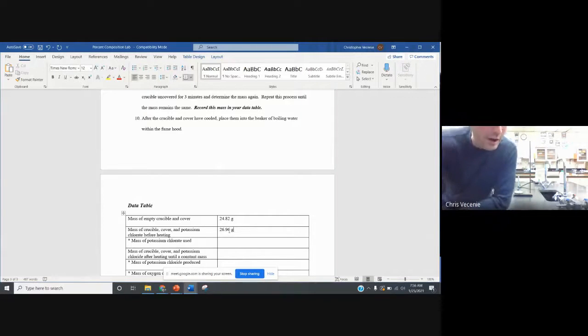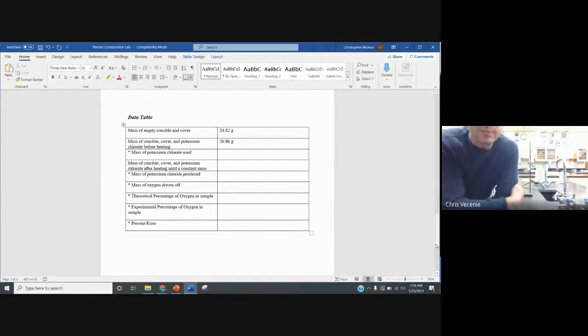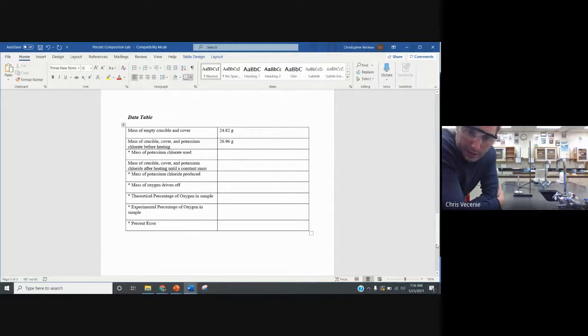All right, so now we've got our crucible empty and our crucible with the potassium chlorate. What that means is you can now tell me from process of elimination how much potassium chlorate made it in, right? Because the difference in mass between the crucible, the cover, and the potassium chlorate and the crucible and the cover must be how much white solid made it in. All right, and I'm going to walk you through those mini calculations when we're waiting for our compound to heat up.